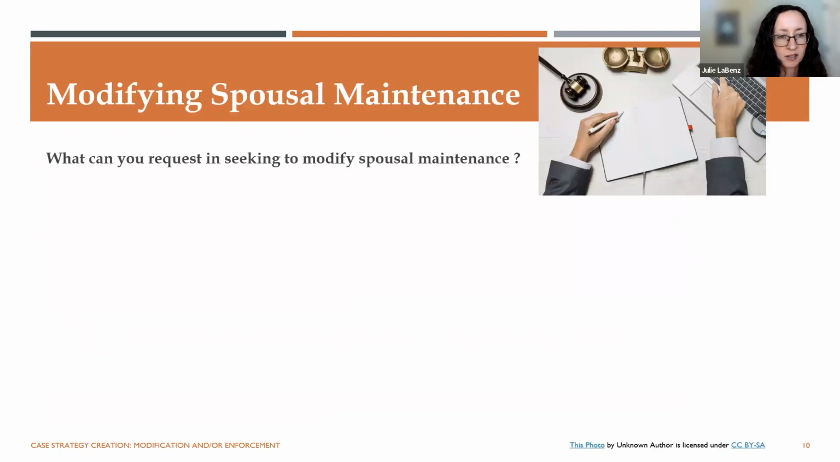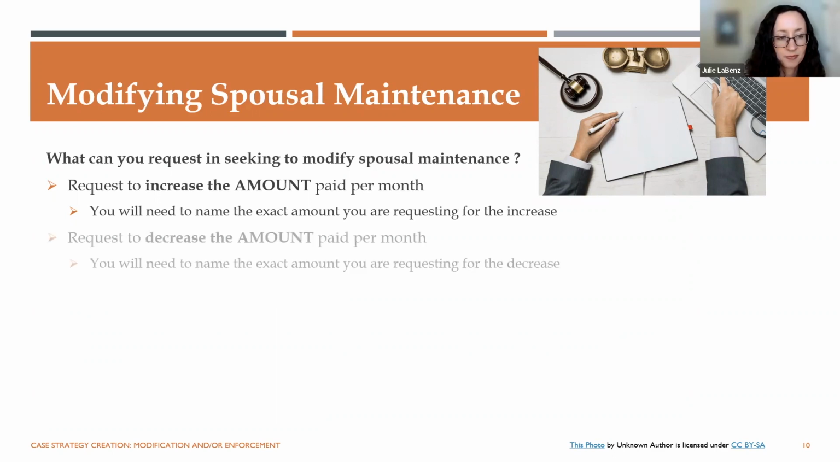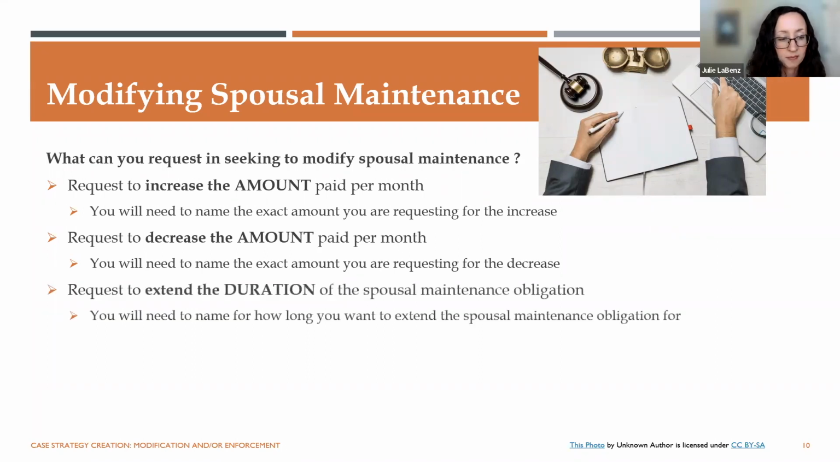Okay, so modifying spousal maintenance, what can you request if you want to modify? Well, you can request to increase the amount paid. You'll need to name the exact amount you're requesting for the increase, and of course, show the substantial and continuing change in circumstances that justifies your requested increase. You could request to decrease the amount paid per month. You'll need to name the exact amount you are requesting for the decrease, as well as show the substantial and continuing change in circumstances that justifies the decrease.